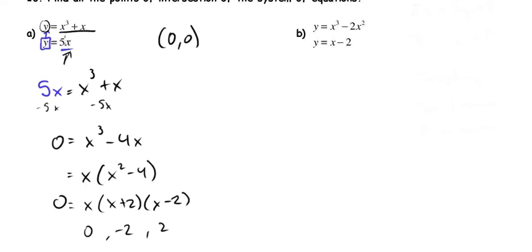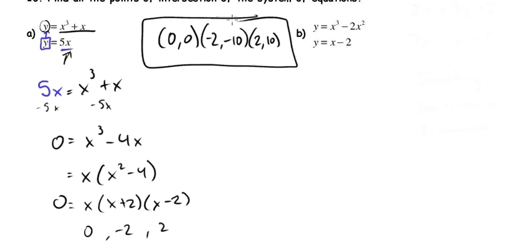And next I've got -2. So -2 times 5, with -2 as my x value, gives me a y value of -10. Lastly, I've got 2 times 5. So 2 is my x value and gives me a result of 10 for y. There are my points of intersection for that first one.